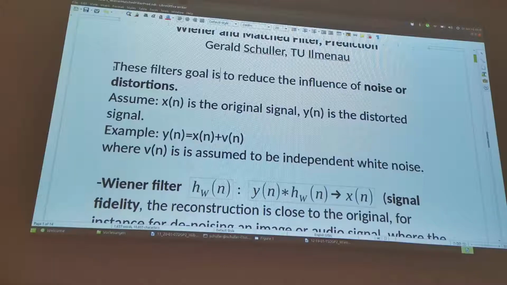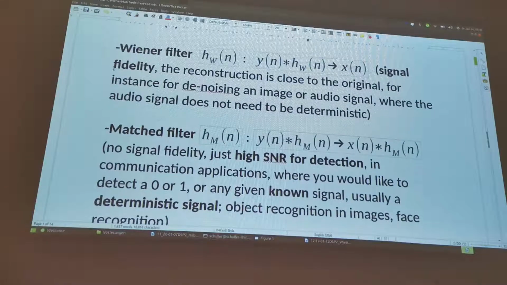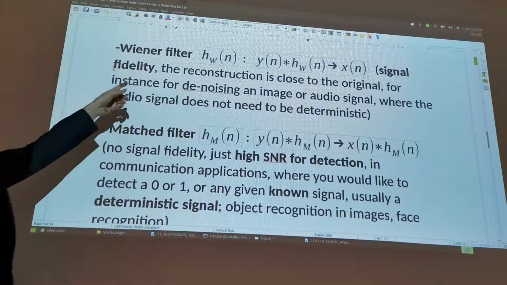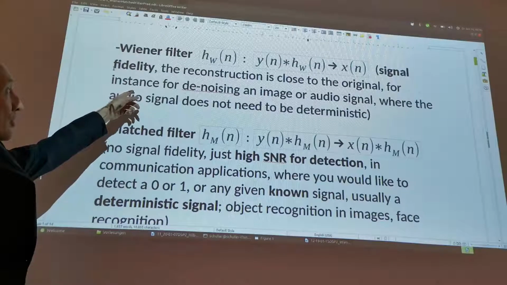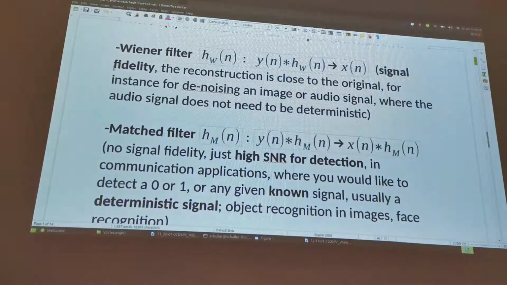Yeah, so the goal here is signal fidelity. The reconstruction should be as close as possible to the original. And this is done, for instance, for denoising an image or audio signal. So it's not only working for audio signals, you can also do the same for images. You can apply a Wiener filter to an image to denoise images.